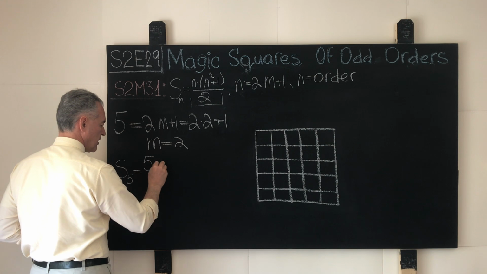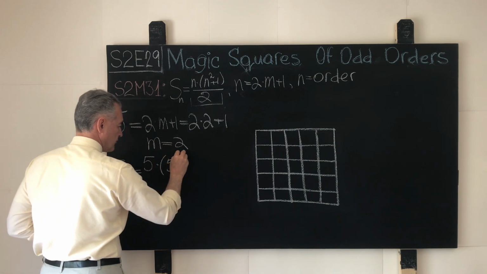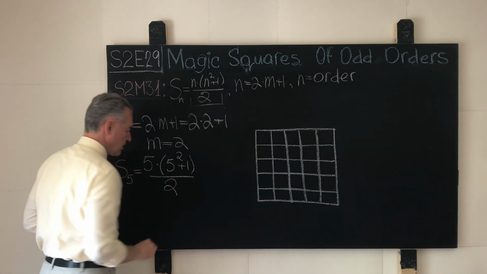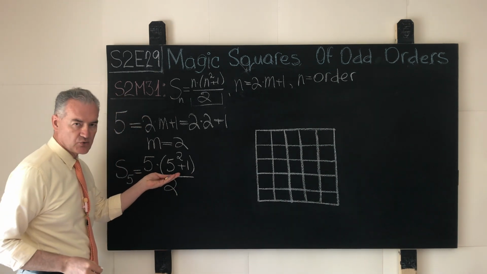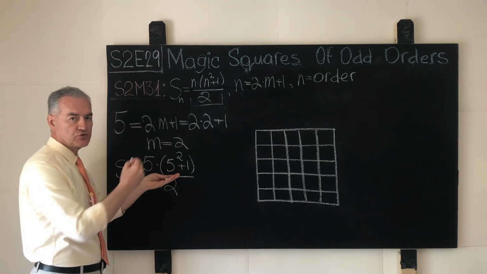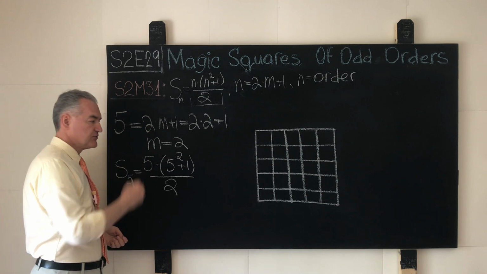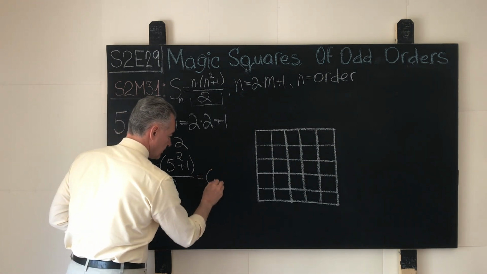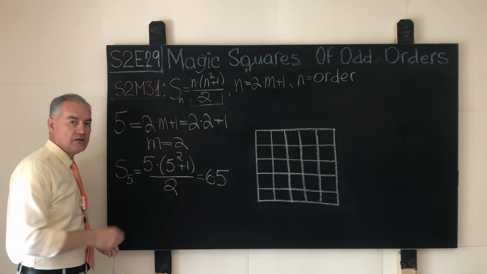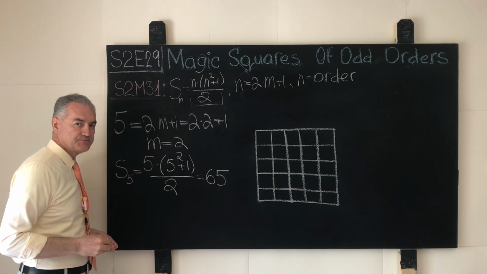That constant will be 5 times what? 5 squared plus 1 over 2. And that computation is not that difficult. 5 squared is 25. 25 plus 1 is 26. 26 over 2 is 13. 13 times 5 is exactly 65. This is the constant of a magic square of order 5.